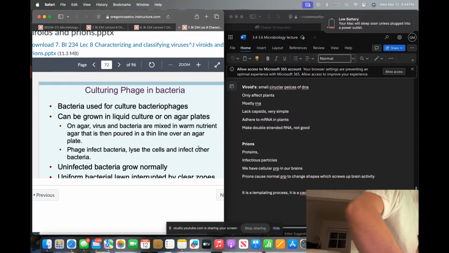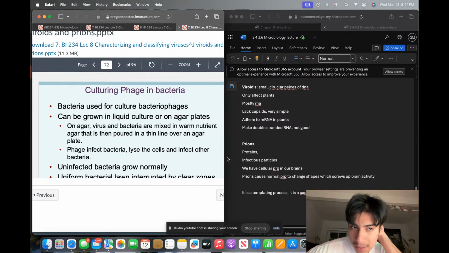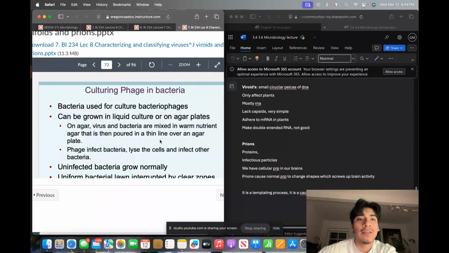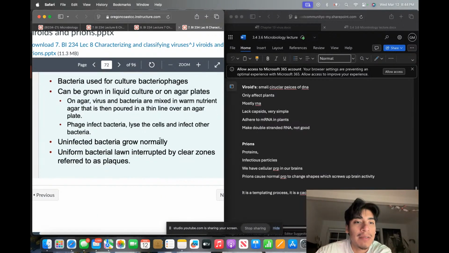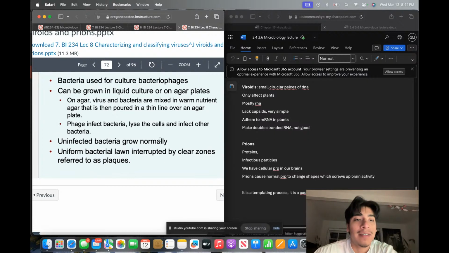So, all right. Bacteria used to culture bacteriophages can be grown in liquid. Uninfected bacteria grow normally, and there's going to be some uninfected bacteria if it's multiple types of bacteria in the agar plates, because remember, viruses have to be very specific.